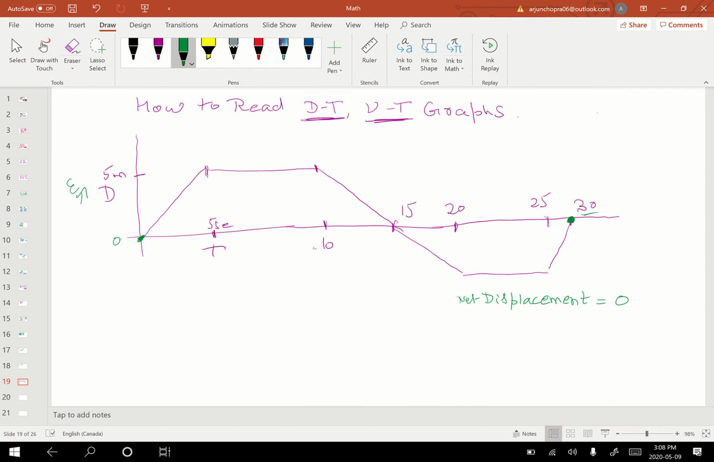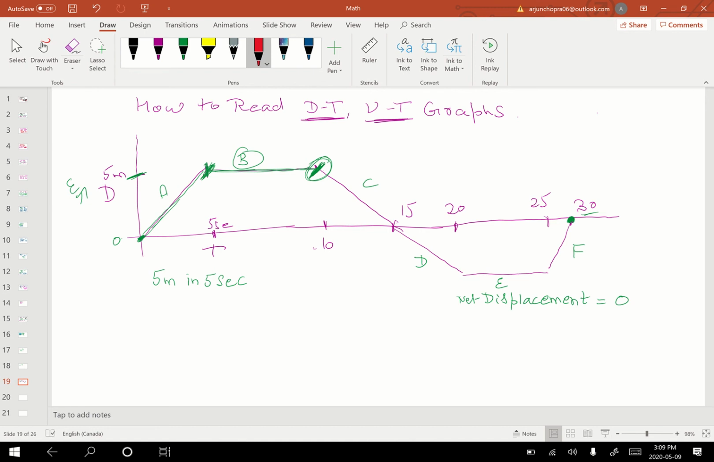Now, how can I read this graph? First of all, I covered 5 meters in 5 seconds in the east direction. And then, what does this horizontal line show on the displacement time graph? It means I am not moving anywhere. Let's say this is A, this is B, this is C, this is D, this is E, and this is F. For section B, the displacement is 0 change, because displacement was 5 at this point, and at this location the displacement is still 5 meters.